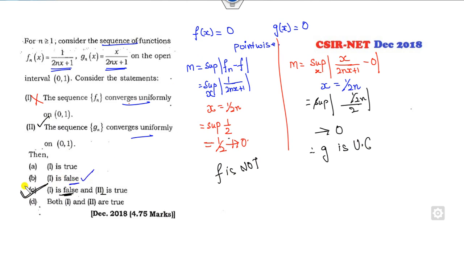First is false, also the correct answer. First is true, wrong answer. Both are true, wrong answer. B and C are the correct options of this example.